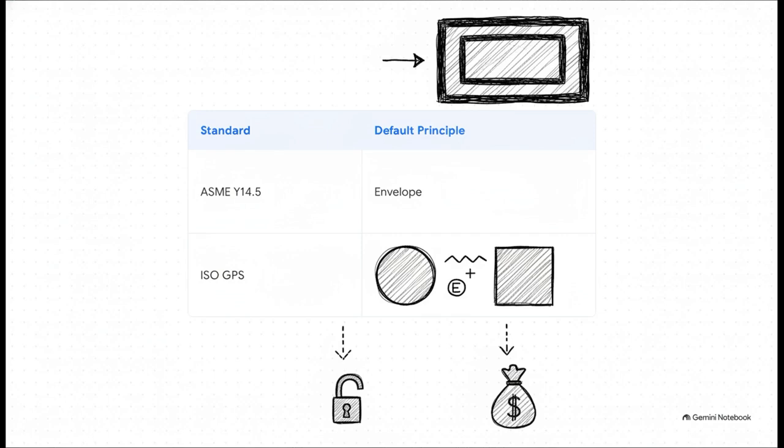Form and size are treated completely independently unless you specifically go out of your way to add a modifier symbol, like the circle D, to invoke an envelope requirement. If you assume an envelope exists on an ISO print where it wasn't specified, well, you're just over-constraining your manufacturing process and basically throwing money down the drain.